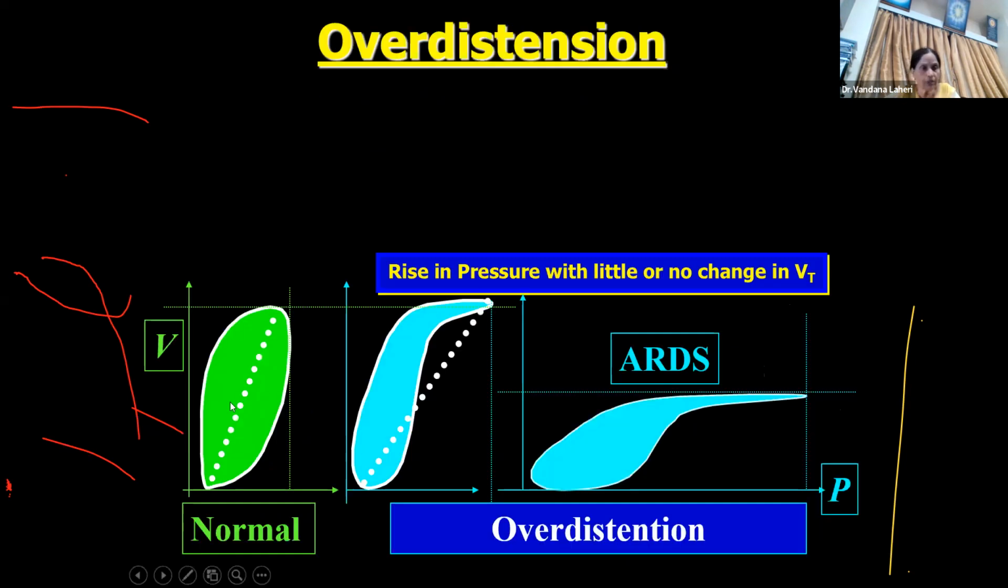Now, see, this is your normal curve. This is a rise in pressure with little or no change in VT. So this is your over distension. This is what happens in ARDS. There's hardly any change in the volume, but it is just peaking, peaking, peaking. So if you see this curve, you are dealing with an ARDS patient.